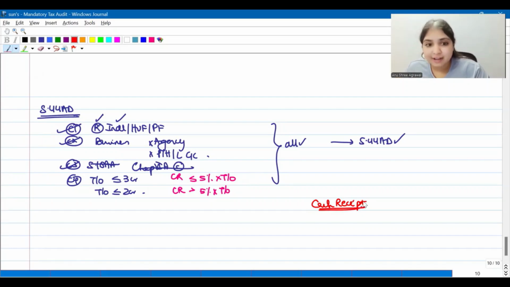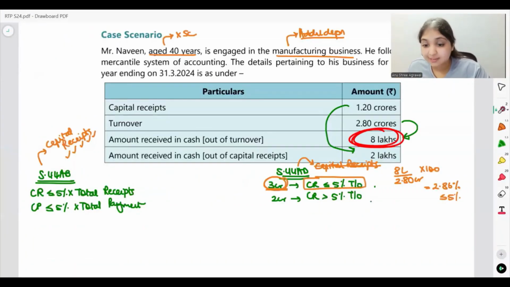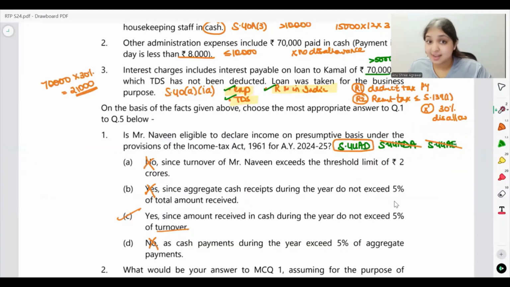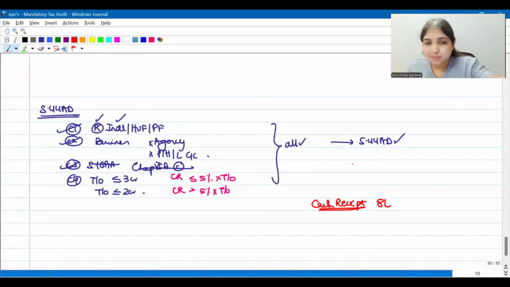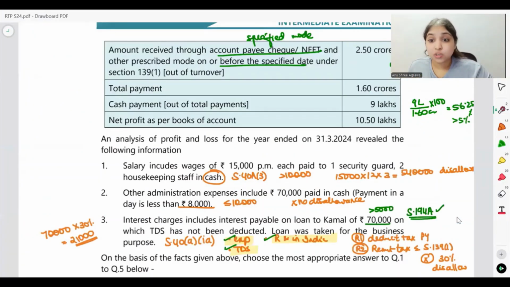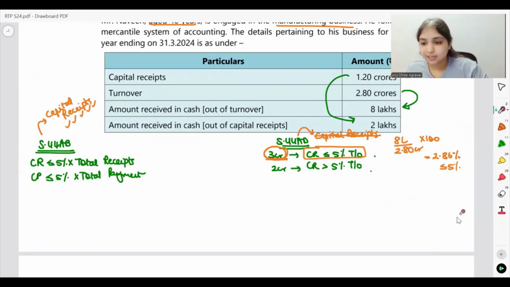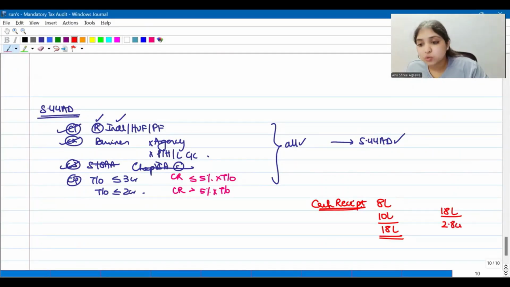We already have this cash receipt of 8 lakhs. In addition, they are saying that 10 lakhs is received by crossed check. And we know any check which is not account payee check will also be considered as cash receipt. So even that 10 lakh which is cross check will be considered as cash receipt. So total cash receipt is 18 lakhs, guys. So 18 lakhs divided by total turnover is 2.8 crores. So 18 lakhs by 2.8 crores into 100. What's the percentage? Do and see.